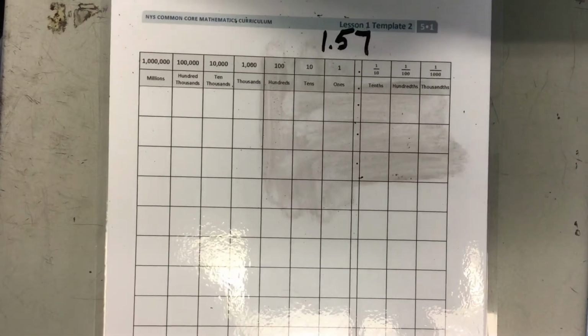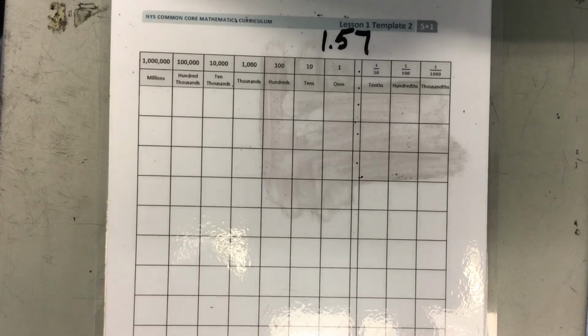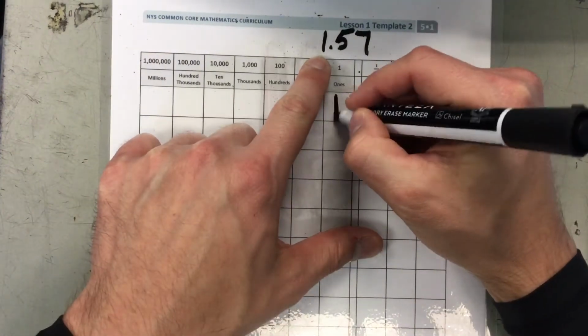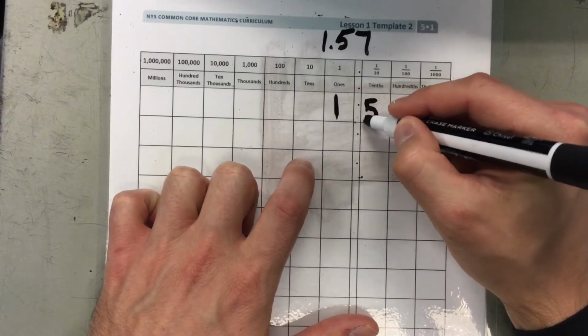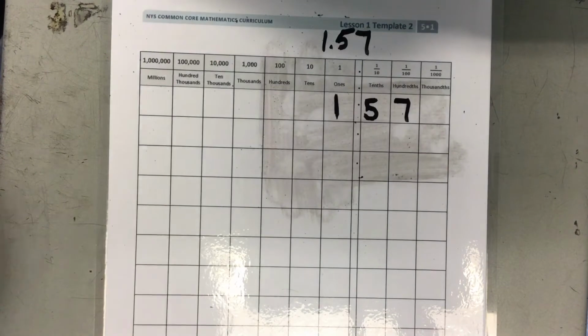For our next example, we're going to be breaking down 1 and 57 hundredths, and we're going to be rounding it to the nearest tenths. So let's look at 1 and 57 hundredths, and let's place it into our place value chart as we name it in unit form. So I start with 1, 1, 5 tenths, and 7 hundredths. You should place that in your place value chart as well.